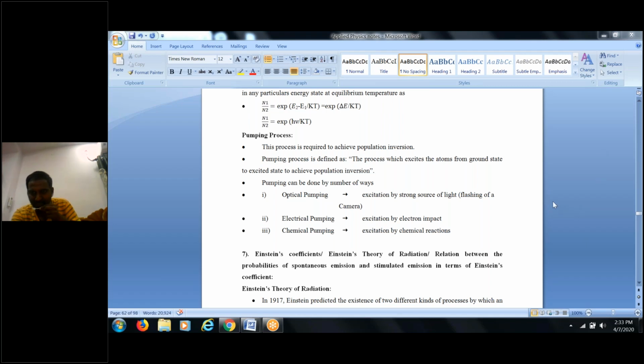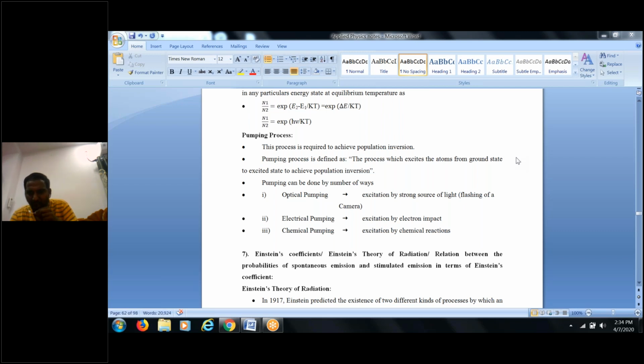One message from Gayatri: she has a doubt about optical pumping, so let me explain once again. First of all, what is meant by pumping? Pumping is a process which lifts the electrons from a lower energy level to a higher energy level. As a result, population inversion will be reached. One example of a pumping process is optical pumping.